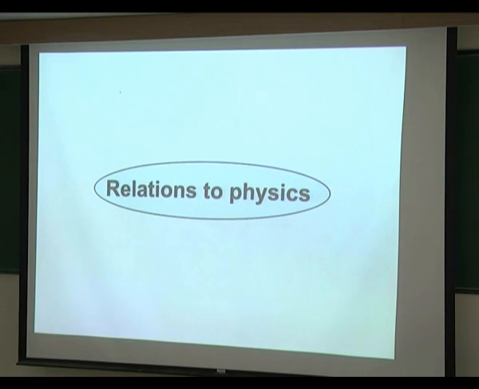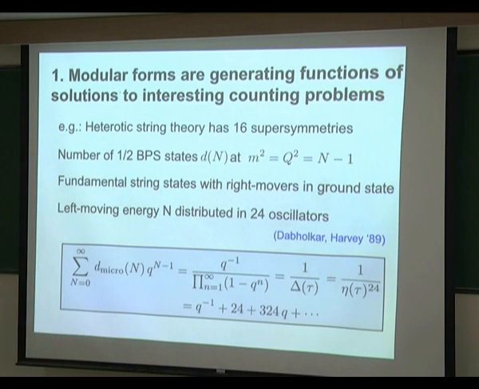So now let's ask where do these modular forms appear in physics? They appear in many places, and I'm just going to pick a couple of examples, mainly because these are the examples which we will talk about during the workshop. The first relation comes because of what I already mentioned, namely that modular forms are generating functions of solutions to certain interesting counting problems. So these coefficients a(n) often are answers to some question that you can ask in physics or combinatorics.